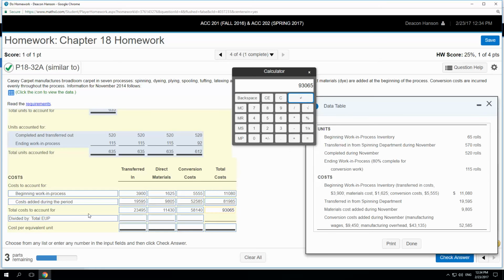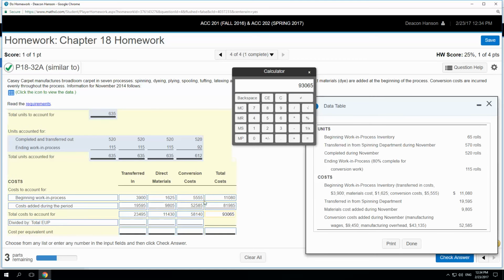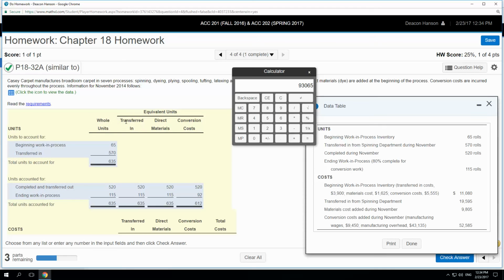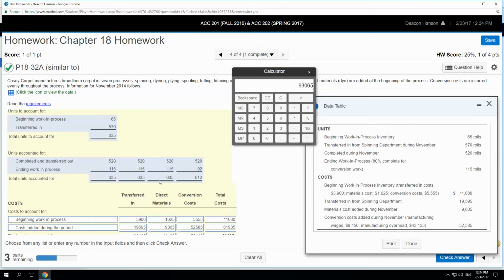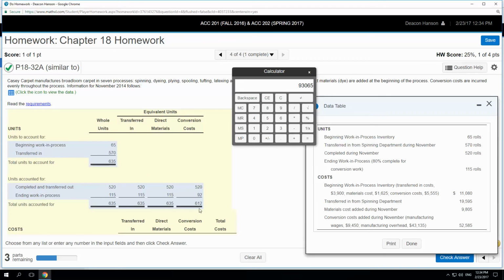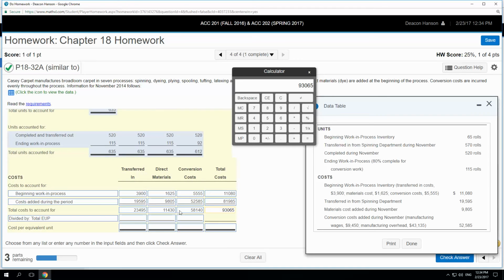So that's the total cost to account for. And what we want to do is divide the total cost to account for by the number of equivalent units that we came up with, in line with those categories. So for transferred in, it's 635. For direct material, it's 635. And for conversion costs, it's 612. So I'm going to drop those down.